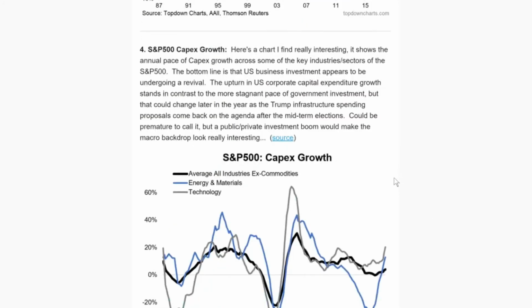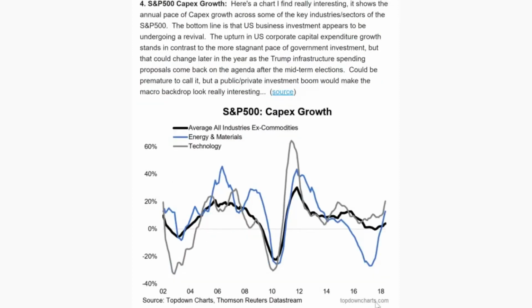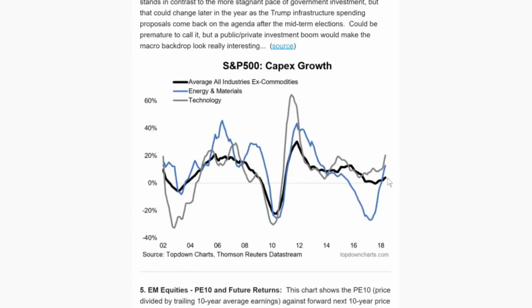Number 4, this is capex, capital expenditure growth, business investment, basically for some of the key sectors of the S&P 500. So the black line there is the average across all industries, excluding commodities. And then in the blue line there, you've got energy and materials, and you can see there's been a big sharp rebound since the commodity crash sent that into the ground. And technology has been going pretty solid as well. So this is a pretty key chart, really.